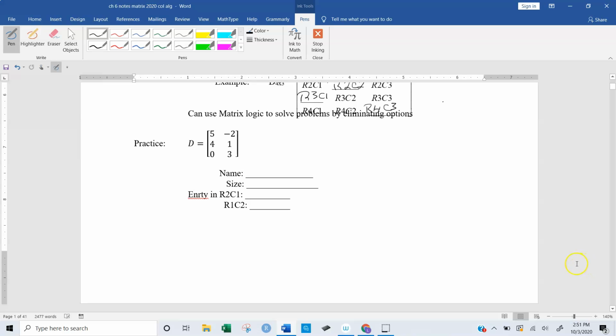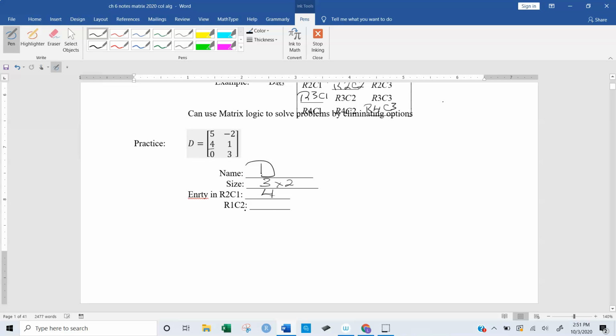All right, now I want you to pause and fill this in. The name of this matrix is D. All matrices have capital letters for their name. The size is a 3 by 2 because it's 3 rows by 2 columns. The entry in row 2, column 1 is 4. The entry in row 1, column 2 is -2. Now, hopefully we can read matrices, okay, so we can keep going.